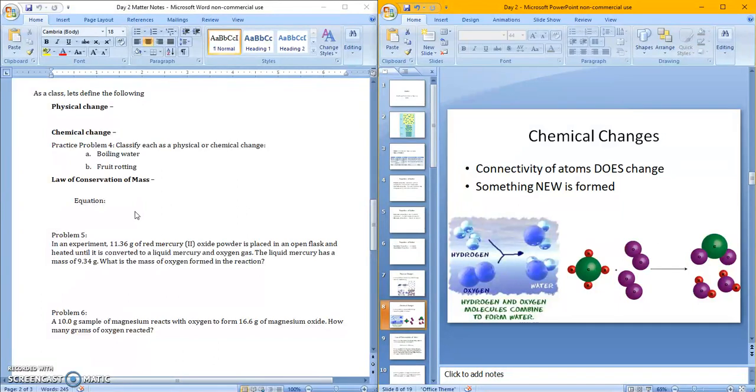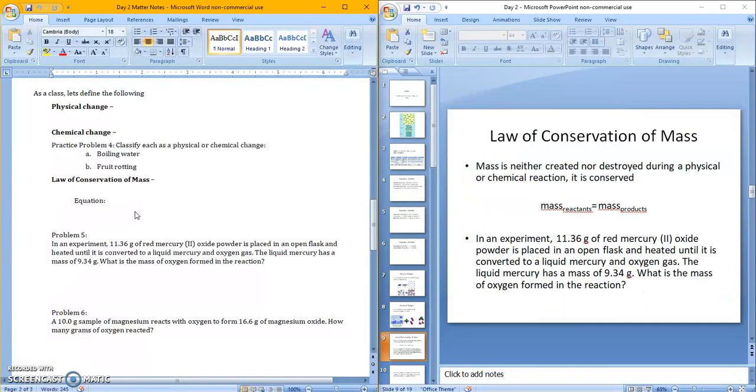So when we're talking about changes, we have to always remember the law of conservation of mass. The mass of your reactants, or what you start with, has to equal the mass of your products. Alright? So if I start off with 2 grams of reactants, then I'm going to have 2 grams of products at the end.